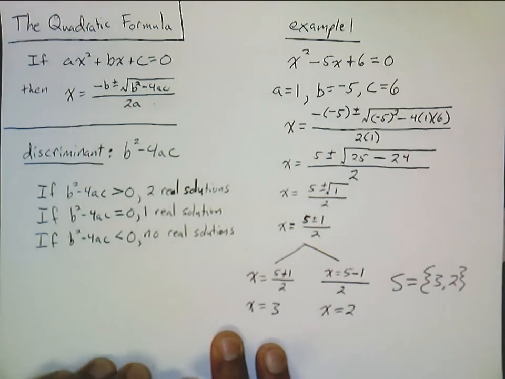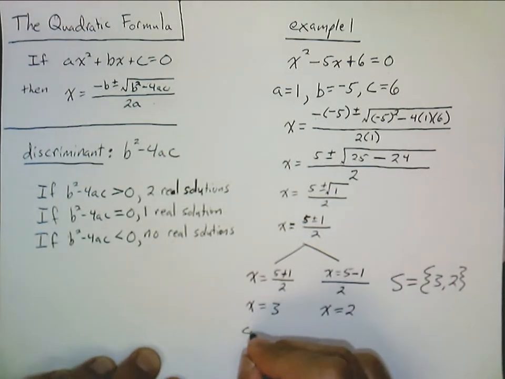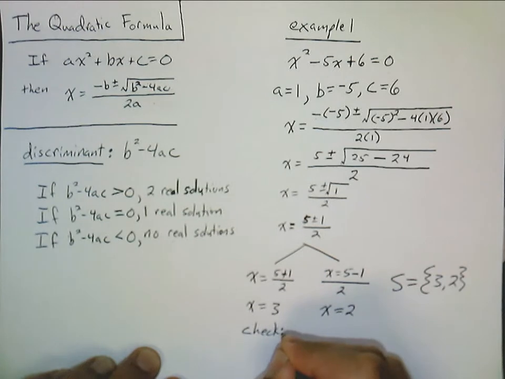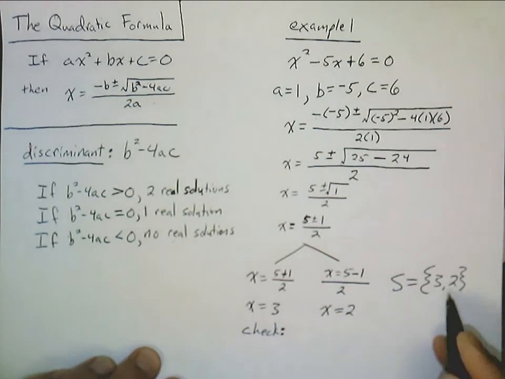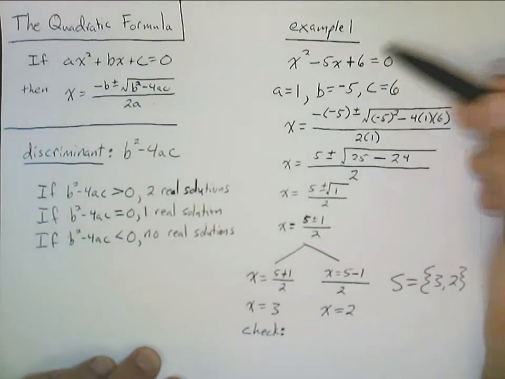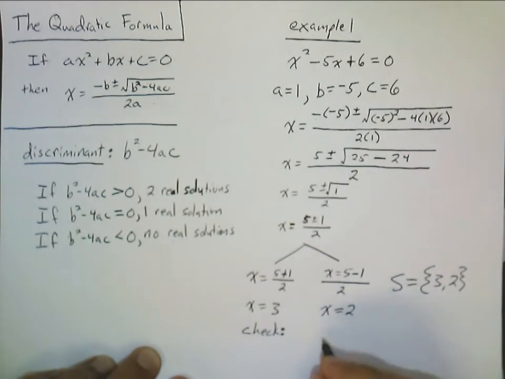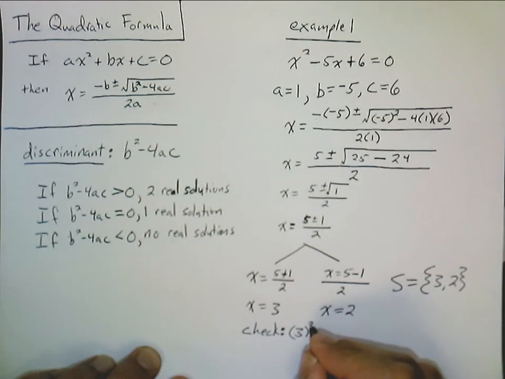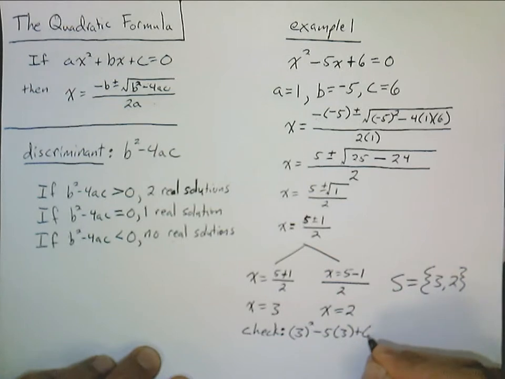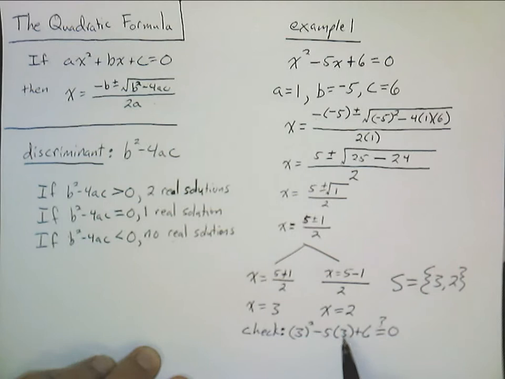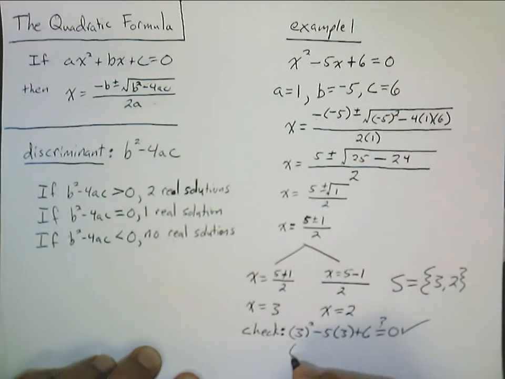Now, of course, we can check our solutions, and we should always do that. Here, since these are nice numbers, it's easy to just plug them right into the original equation and see if we get a true statement out. So, plug in the 3 here. 3 squared minus 5 times 3 plus 6. Is that actually equal to 0? 3 squared is 9. Minus 15 is negative 6 plus 6. Yep, that works.